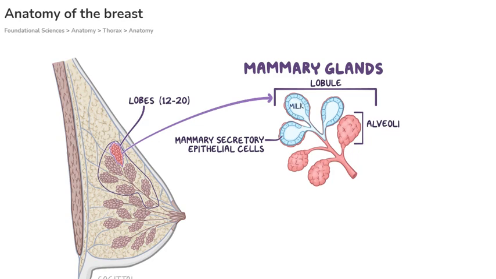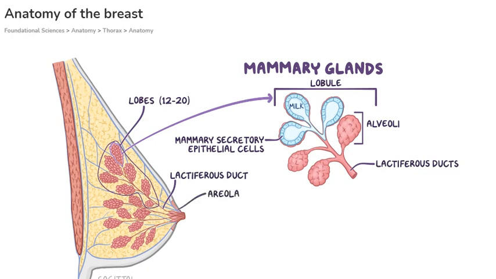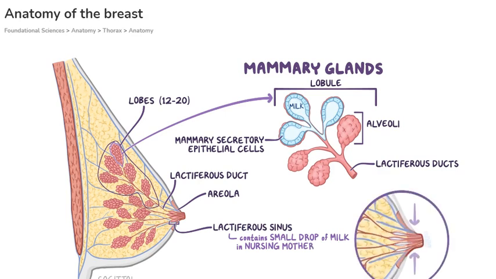These alveoli, lobules, and lobes are connected through a network of ducts called the lactiferous ducts, and eventually form unique lactiferous ducts for each lobe, which opens independently to the areola to drain the milk produced during lactation. Each lactiferous duct has a dilated portion deep to the areola called the lactiferous sinus, in which there's a small drop of milk that accumulates or remains in a nursing mother, which becomes expelled from the areola when compressed during feeding.